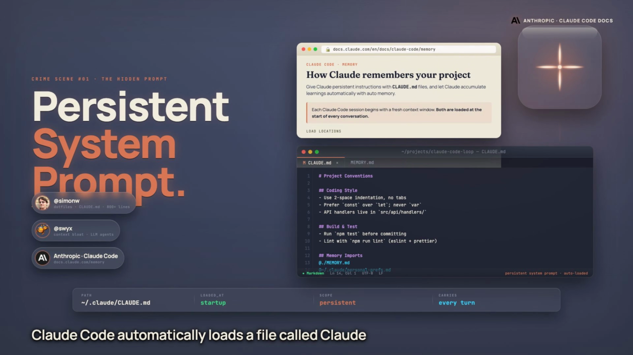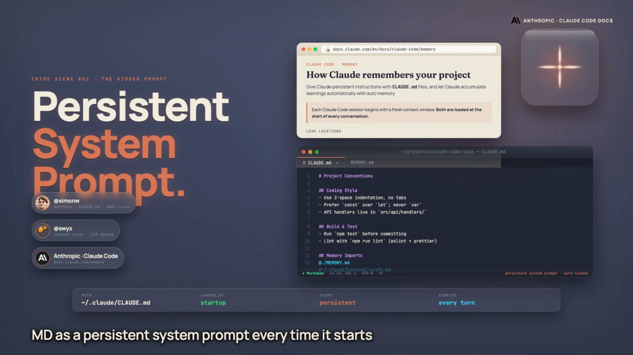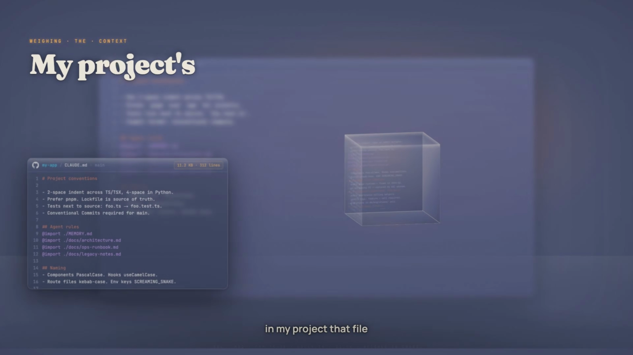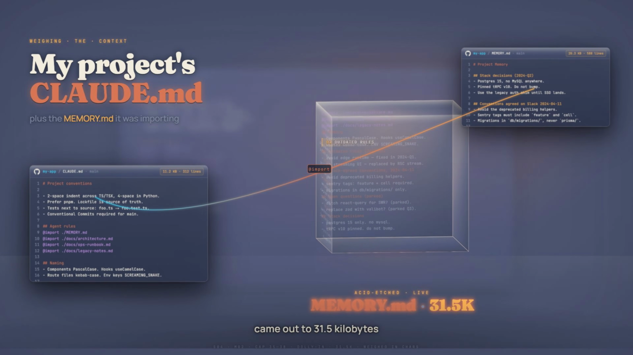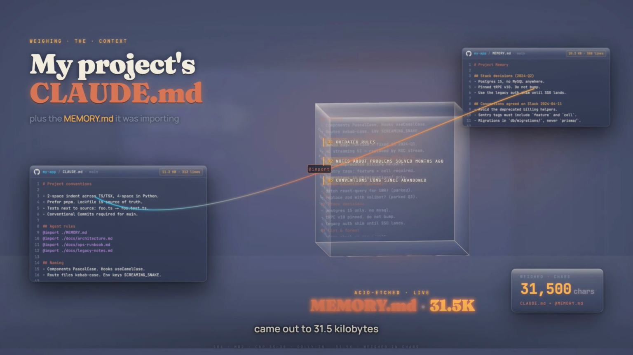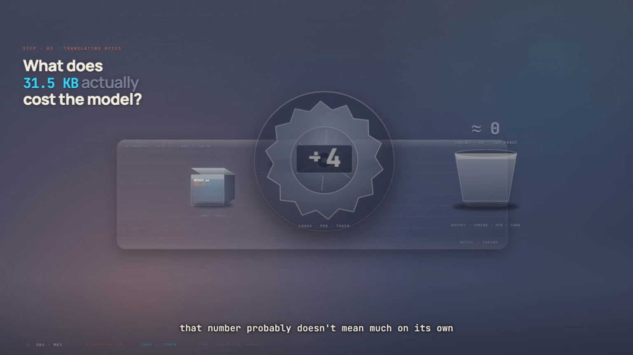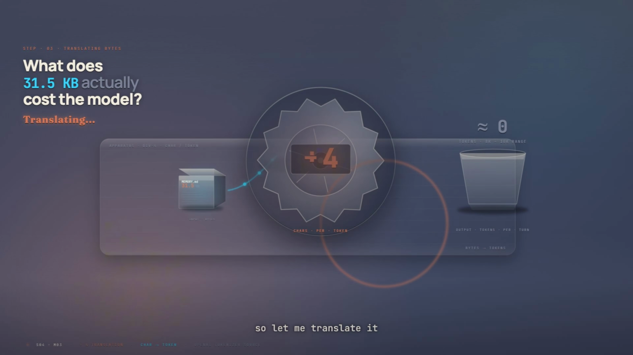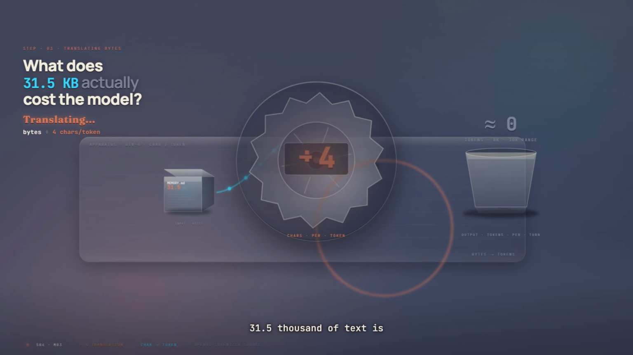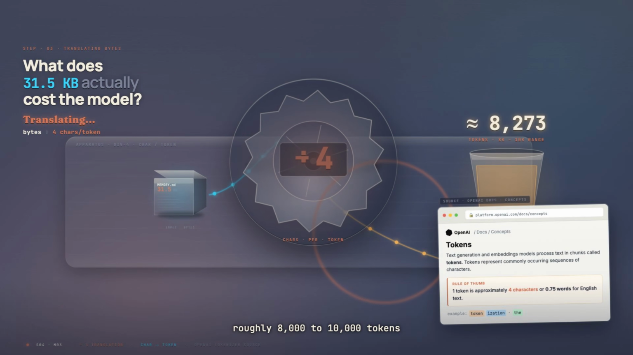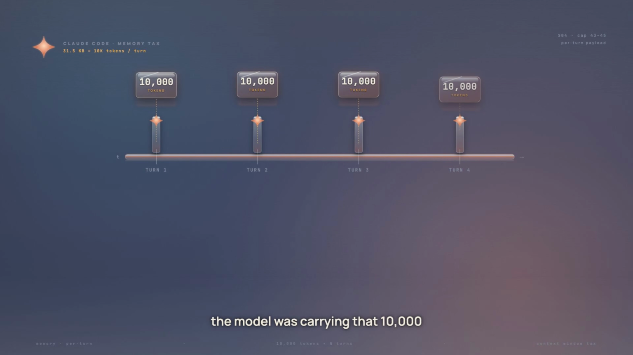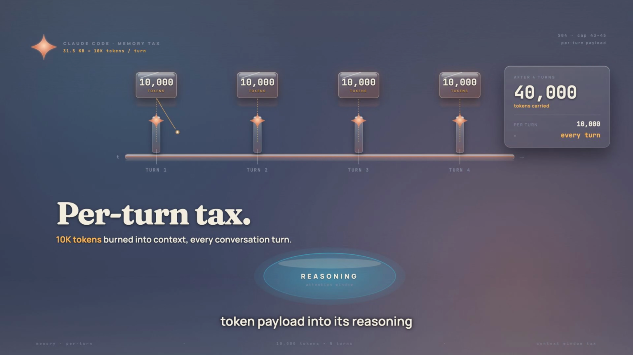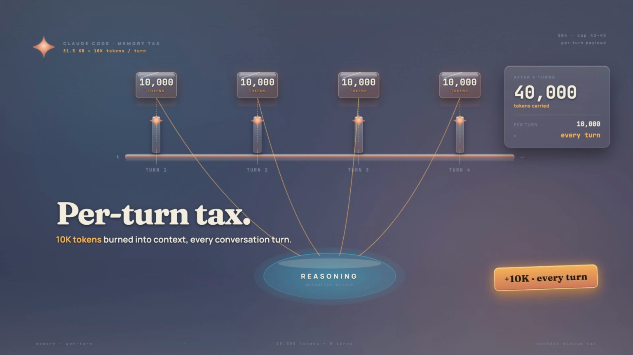Claude Code automatically loads a file called CLAUDE.md as a persistent system prompt every time it starts. In my project, that file, plus the memory.md it was importing, came out to 31.5 kilobytes. That number probably doesn't mean much on its own, so let me translate it. 31.5 thousand characters of text is roughly 8,000 to 10,000 tokens. Every single turn of the conversation, the model was carrying that 10,000 token payload into its reasoning.